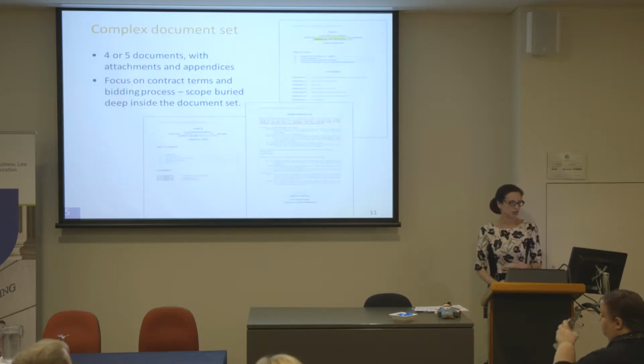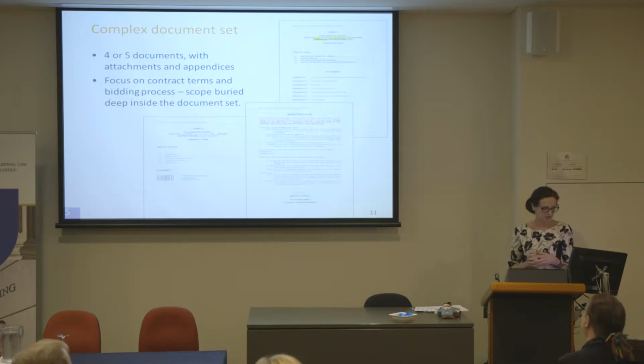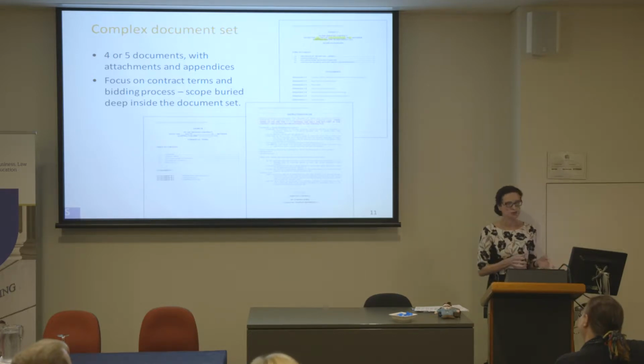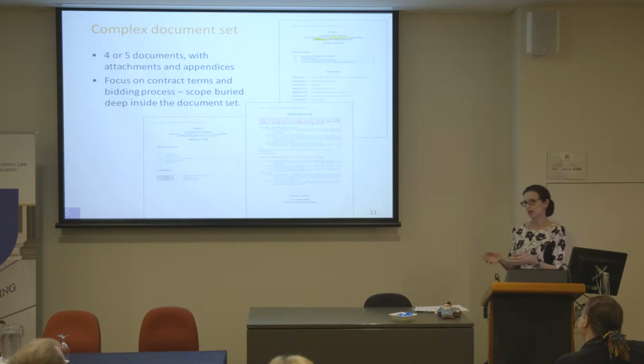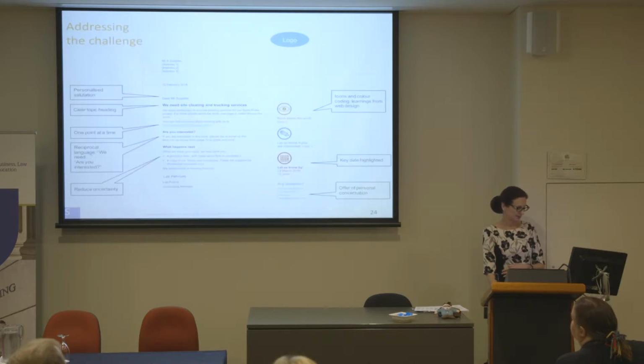And there was not just that one page. There were really so many pages and so many appendices, and everything was about the contract terms, the legal terms, and the bidding process. Scope was somewhere at page 80. So the reader would have to browse and read through a whole lot of irrelevant stuff for them. This is how it looked, same all through the text.